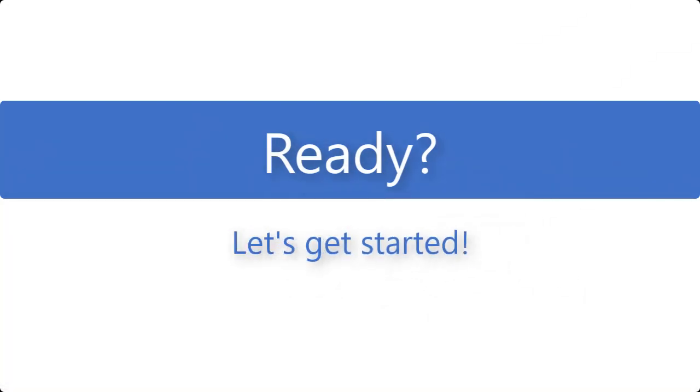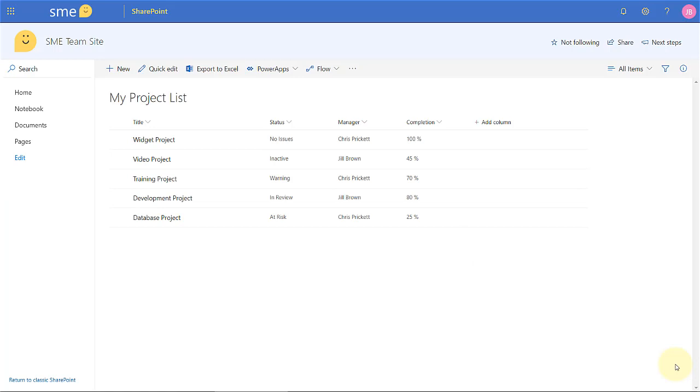Now that your list is ready, let's get started. The first step is to navigate to the list or library. Here I've created a list and I've named it My Project List. I've created several columns, but the one that we're going to be focusing on today is my choice column, which I've named Status. I added 5 options to my choice column: No Issues, Inactive, Warning, In Review, At Risk. Once my choice column has been created, I can format the column.